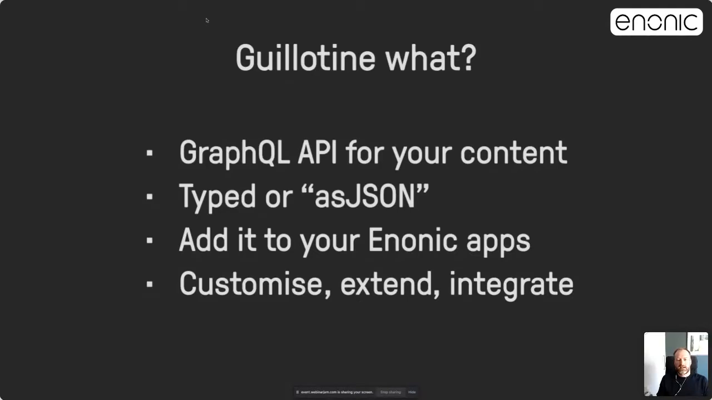So it's basically generating a GraphQL API for your content types and your site. That means it's strongly typed, kind of like TypeScript. You get all the details in a very structured way, and you can also get quite a lot of it just as plain JSON if you don't want to deal with the detailed types. You can add this library to existing apps, or when you build new projects, you can add it easily to your app.